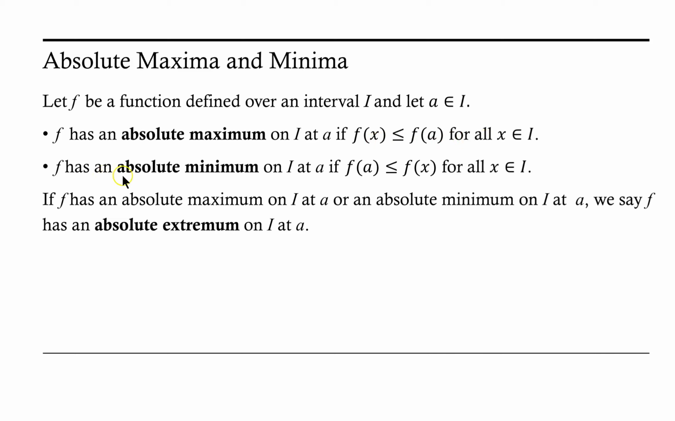We also say f has an absolute minimum on an interval at a if f of a is less than or equal to f of x for all x in that interval. That is, the output value when x is equal to a is smaller than the output values for all other x values in that interval. If f has an absolute maximum on I at a or an absolute minimum on I at a, we say that f has an absolute extremum on the interval at a.